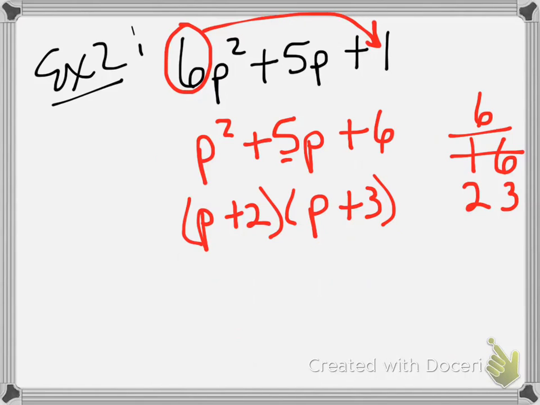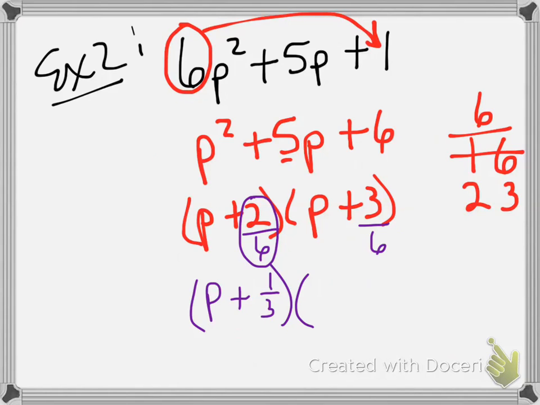Now what do I have to do? Well, I have to pay for the 6 earlier, so I divide by 6 here, and I divide by 6 here. So 2 over 6 is actually going to simplify into 1 over 3, and 3 over 6 is actually going to simplify into 1 over 2. So we simplified what would simplify, and now we're going to squeeze.